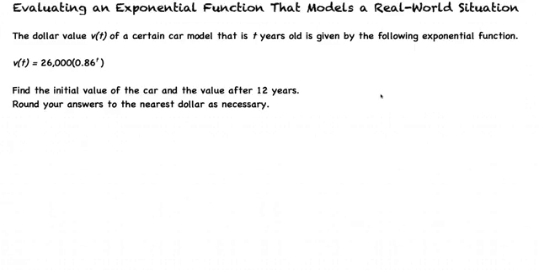The dollar value, V(t), of a certain car model that is t years old is given by the following exponential function. V(t) equals 26,000 times 0.86 raised to the t. Find the initial value of the car and the value after 12 years. Round your answers to the nearest dollar as necessary.